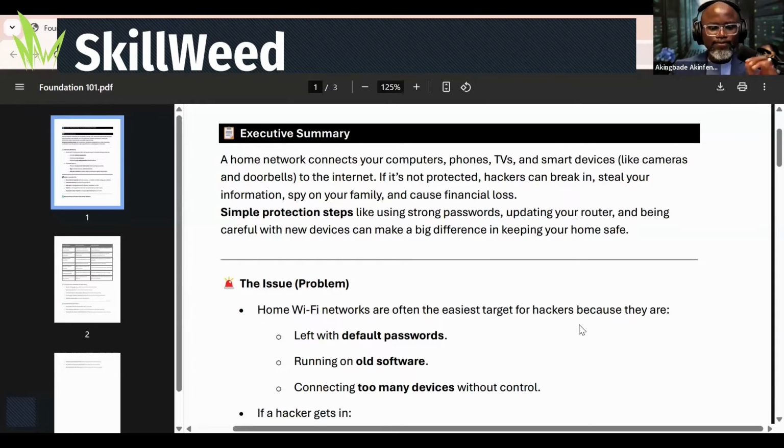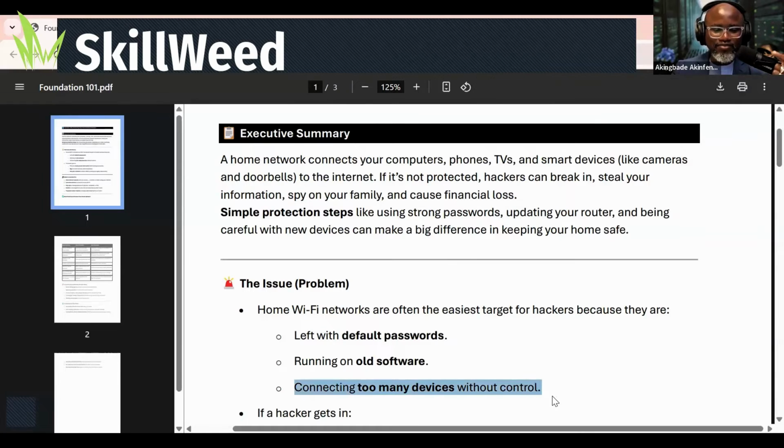Okay, let's pause. What are some of the reasons why your home Wi-Fi is an easy target? Why do you think so? Let's look at it together. Number one, most times people leave default passwords. Number two, we are running on old software. Number three is serious, but sometimes you forget.